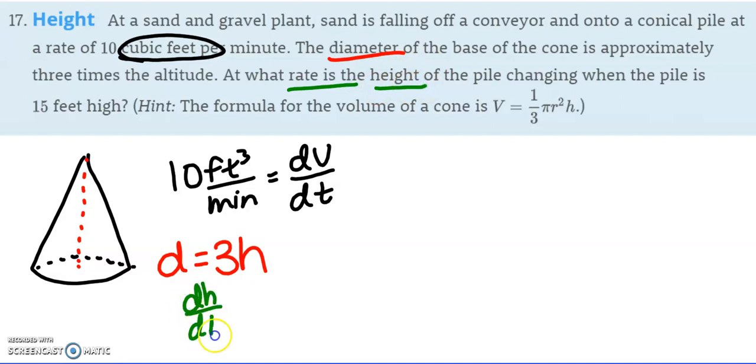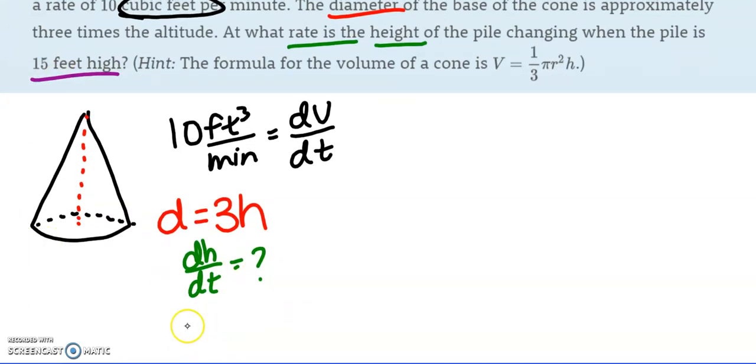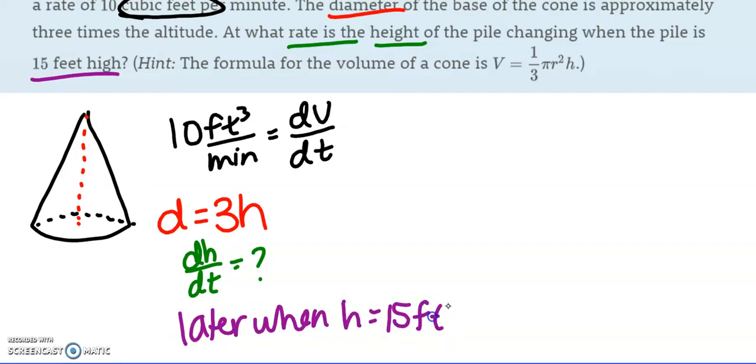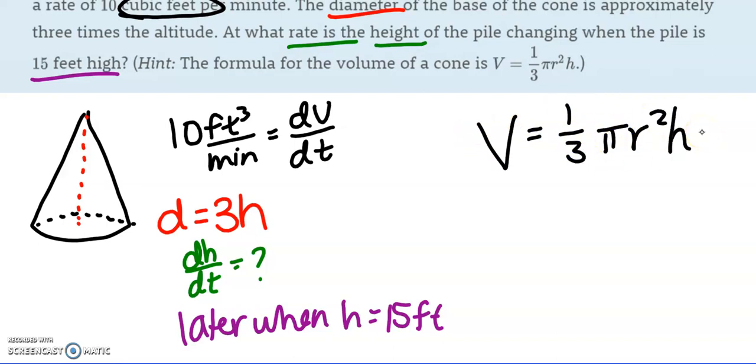So dh/dt equals question mark, later, when h equals 15 feet. So that's pulling out all of the important information. Hint, the formula for the volume of a cone is volume equals 1/3 pi r squared h. Yes, you should be aware of that formula.